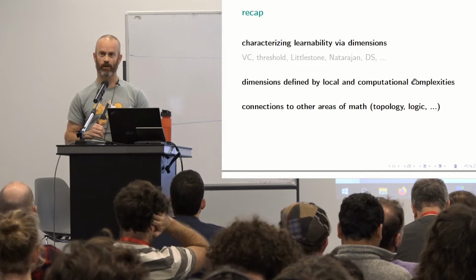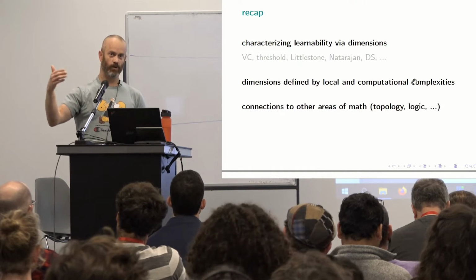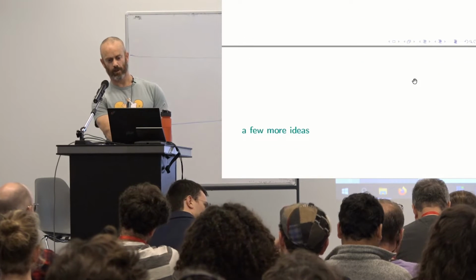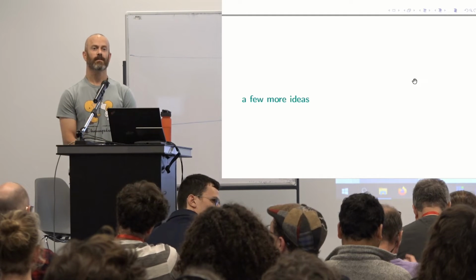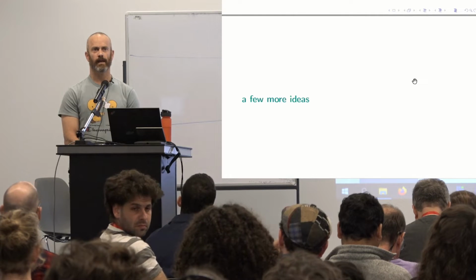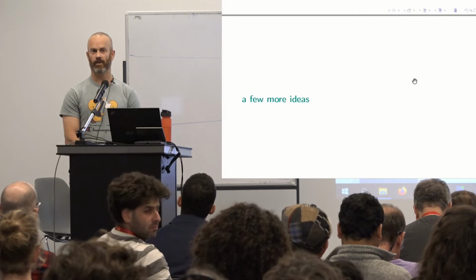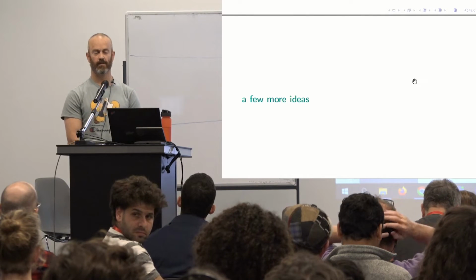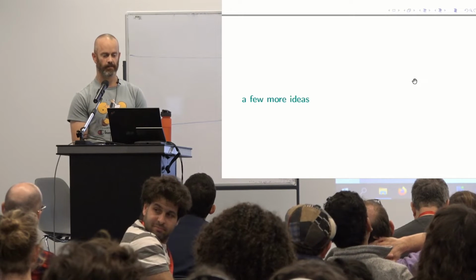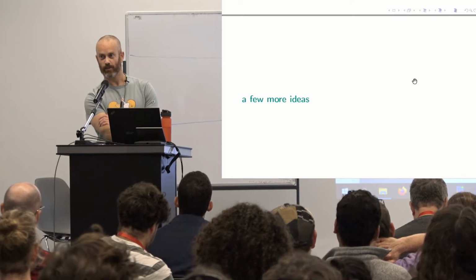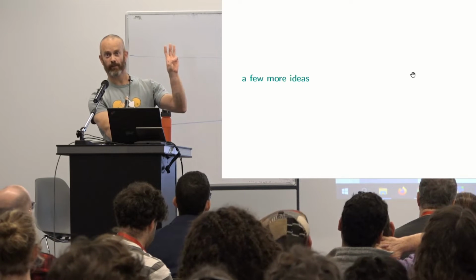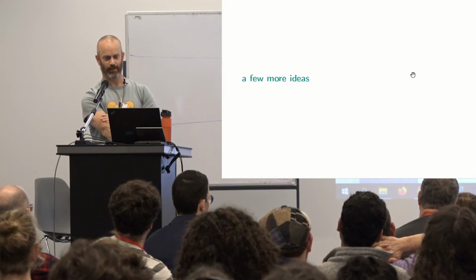Okay, and now I want to tell you about three more specific things. Just three things. Yes? I don't know of any nice computational model that defines it. The question was, can the DS dimension be defined computationally? And the answer is, I don't know. So I want to tell you three more things, and that's it, I promise.